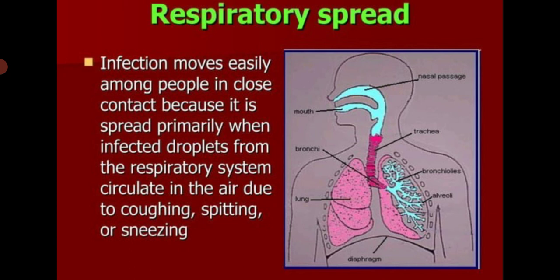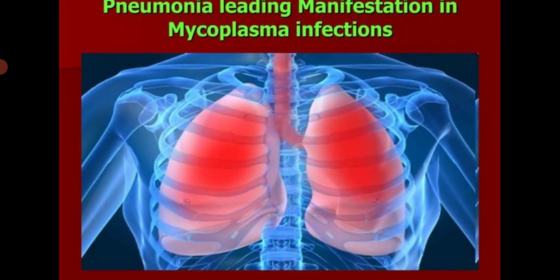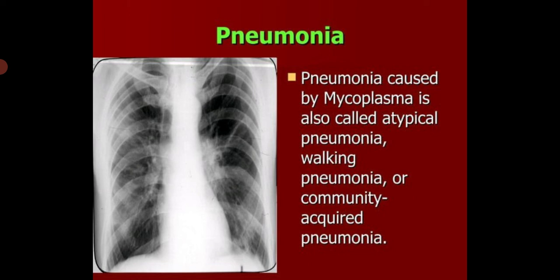How does mycoplasma get spread to a healthy person? The infection moves easily among people in close contact. When the infected person sneezes, coughs or spits, the air droplets carry mycoplasma, and when a healthy person comes in contact with such an environment, they also get infected. This is an image of pneumonia. The pneumonia caused by mycoplasma is called atypical pneumonia, walking pneumonia or community acquired pneumonia.